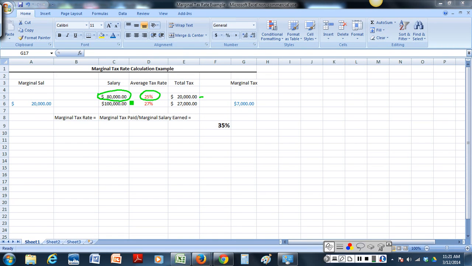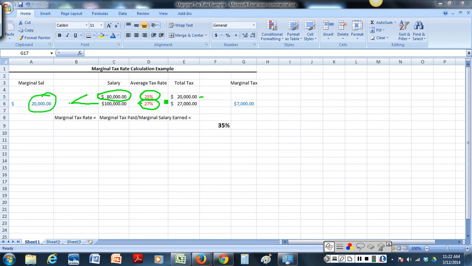Let's say we want to accept a job somewhere else for $100,000. It's obviously a much bigger salary. Seems like we are gaining about $20,000 in salary, right? That's about $20,000 marginal salary, or extra salary, we are making. But at $100,000 salary, IRS says your taxes now on average will go up to 27%.